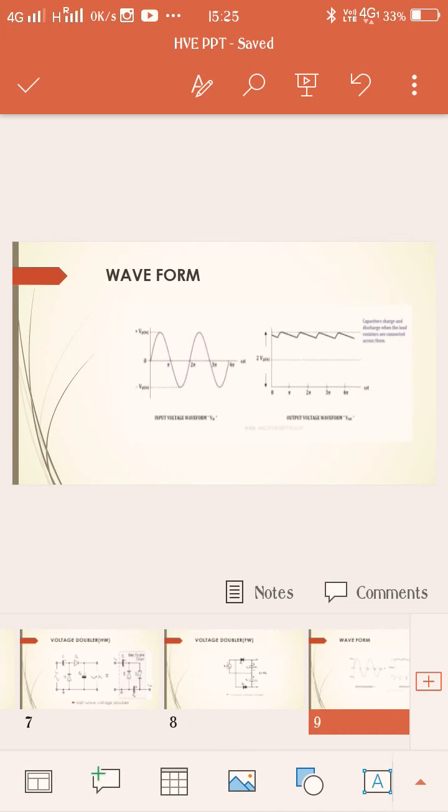This is the waveform of a voltage doubler. It represents two types: input voltage waveform and output voltage waveform.